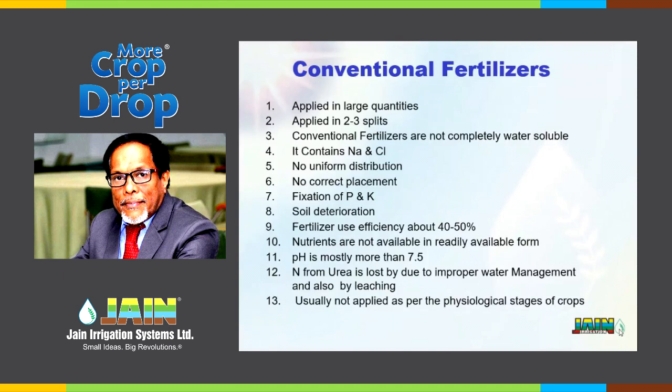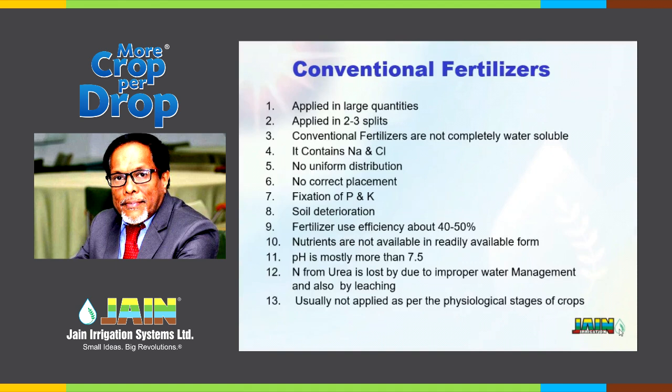The other thing about conventional fertilizers is that they are made in such a way into complex molecules that their nutrients are not easily available to the crop. And many of them have a pH of more than 7, 7.5, which means they are turning towards alkaline. Large chunks of Indian soils, central Indian states, are all alkaline soils. So you are adding to the alkalinity.